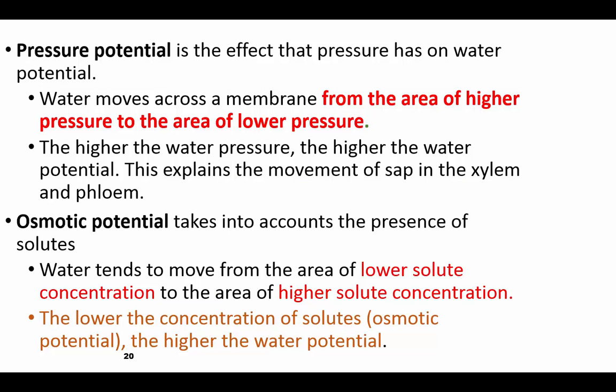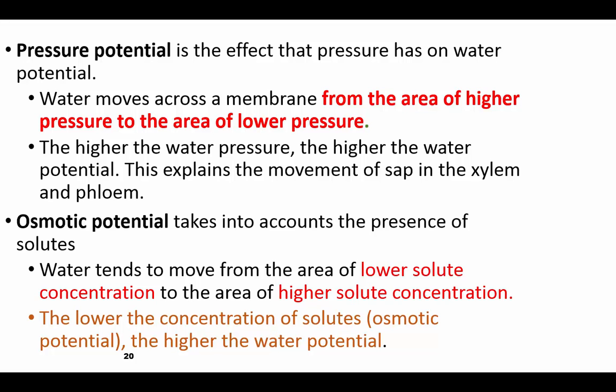Now, looking at pressure potential is what effect pressure has on the water potential. We said water moves across the membrane from high pressure to low pressure. So the higher the water pressure, the higher the water potential. That explains the movement of sap in the xylem and phloem.